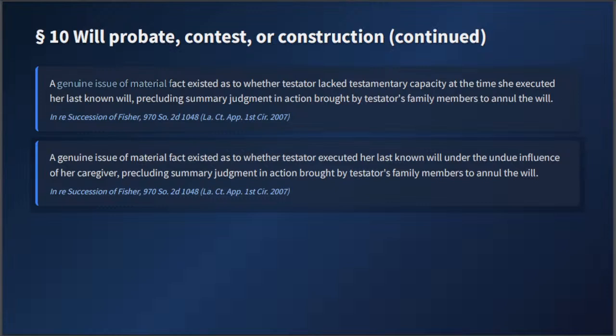A genuine issue of material fact existed as to whether the testator lacked testamentary capacity at the time she executed her last known will, precluding summary judgment in an action brought by the testator's family members to annul the will. Yeah, you got to work that state of mind one out, right? That's Louisiana, 2007. A genuine issue of material fact existed as to whether the testator executed her last known will under the undue influence of her caregiver. Oh boy, precluding summary judgment in an action brought by the testator's family members.